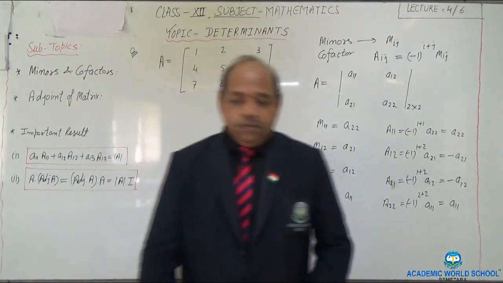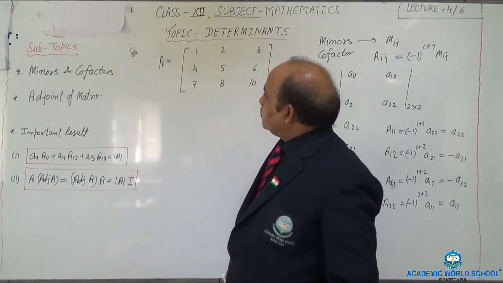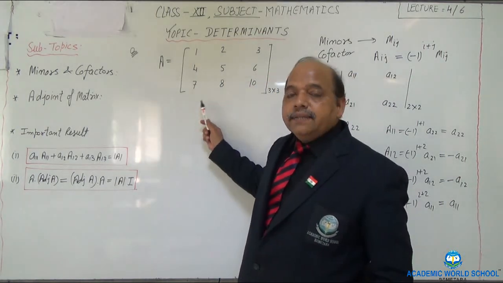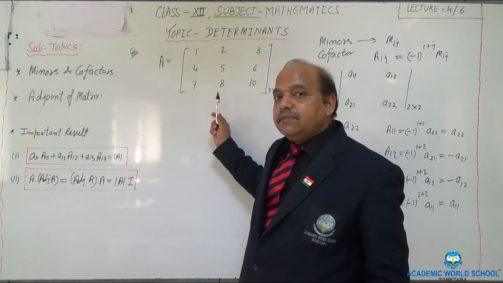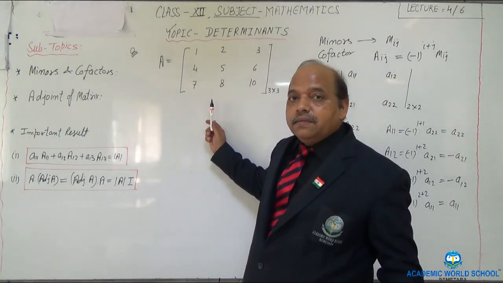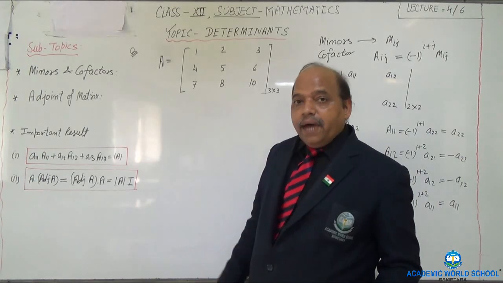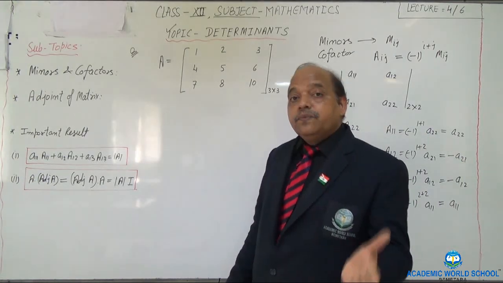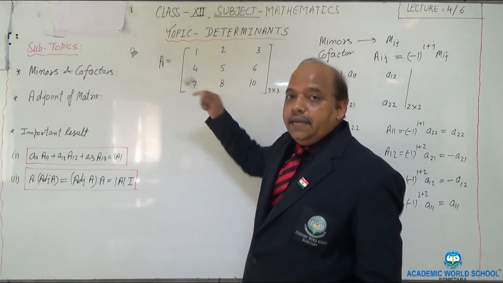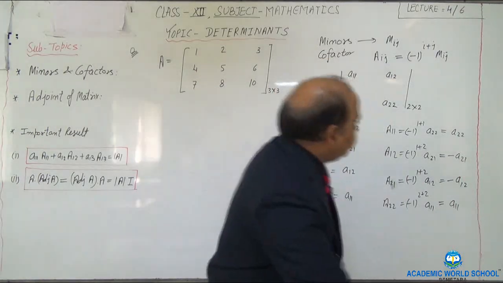Fine. Now what we will do, we will find out minors and cofactors of a 3 by 3 matrix. Minor and cofactor stand for the determinant, so we will write the corresponding determinant and then we will calculate that.